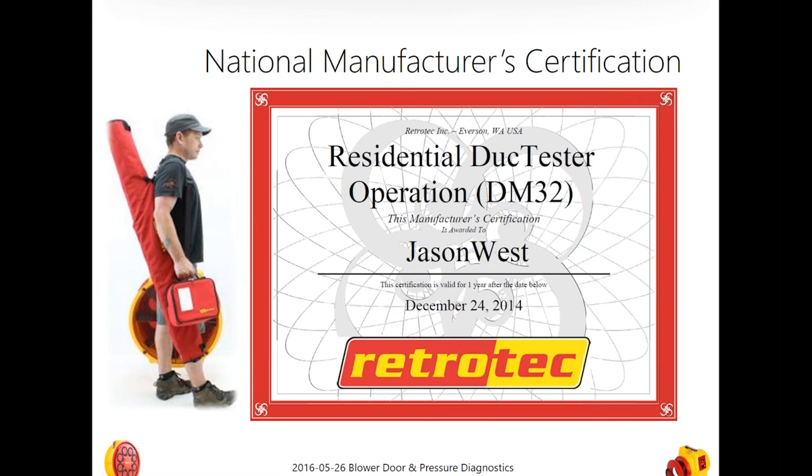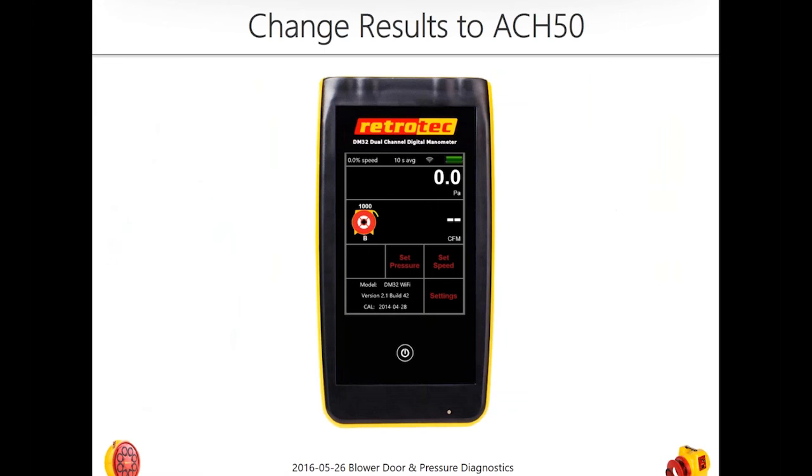So Joe mentioned a lot of talk about ACH 50. For those of you who don't normally test with the DM32 at ACH 50, or who don't use the DM32, I just want to give you an idea of how you would switch. So here's the normal setup that you would have for an ASTM E779 test. This is the most common test in the United States. It's 50 pascals testing for CFM at 50. So this is how it would normally be set up.